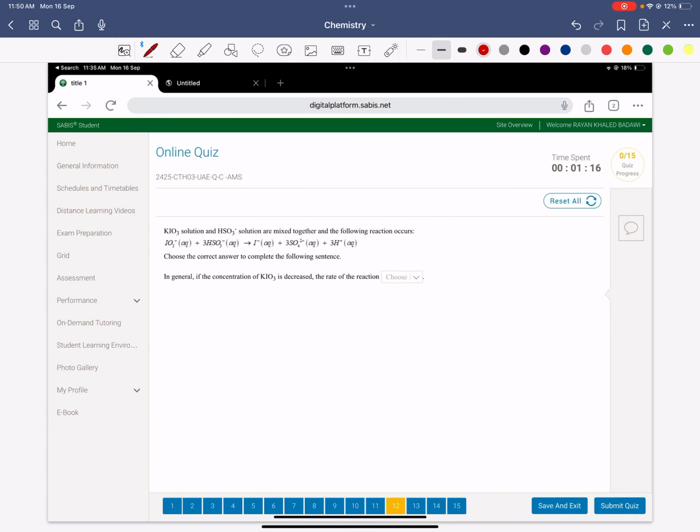Okay, choose the correct answer to complete the following sentence. In general, if the concentration of KIO3 is decreased, then the rate of the reaction. Now let's look at KIO3. Where is it? KIO3 releases K+ and IO3-. IO3- is in our reactant part. So if we decrease the concentration, of course, the reaction rate is going to decrease. Okay, same thing here. They're telling us if the temperature decreased, of course, the reaction rate will decrease also.